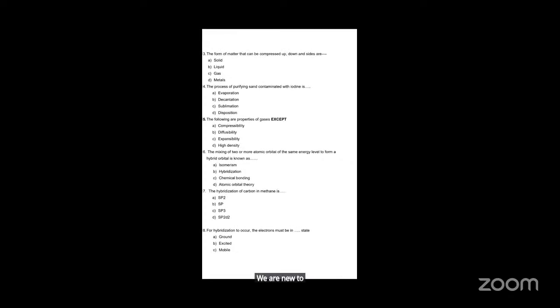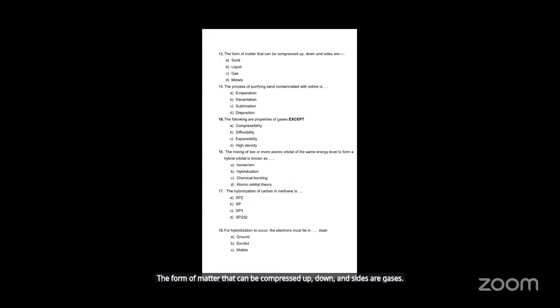The form of matter that can be compressed up, down, and sides are gases. The process of purifying sand contaminated with iodine is sublimation. The following are properties of gases except high density, because they have low density.